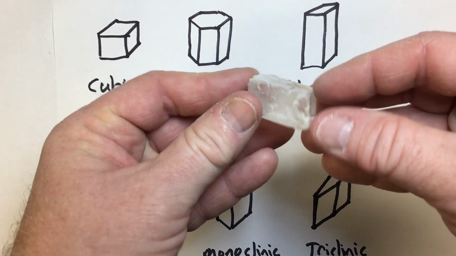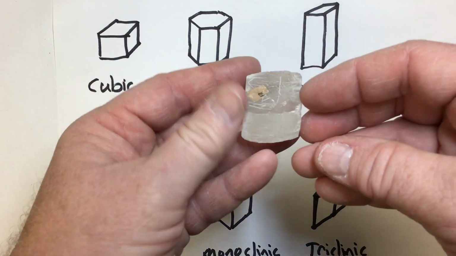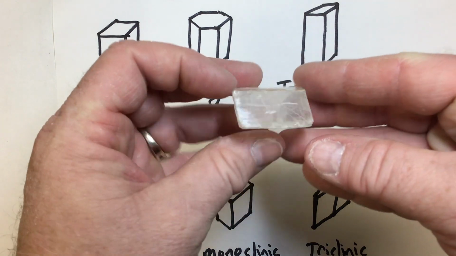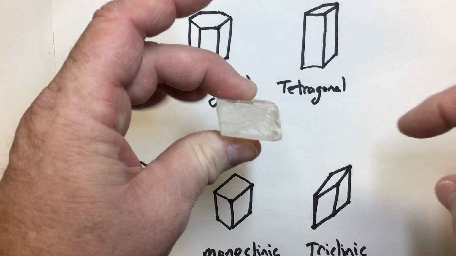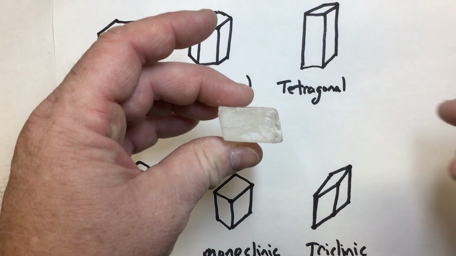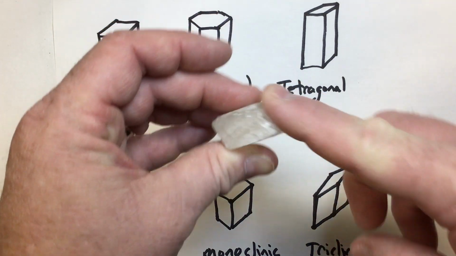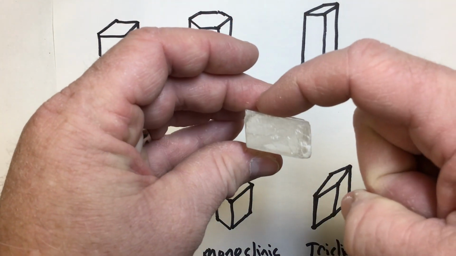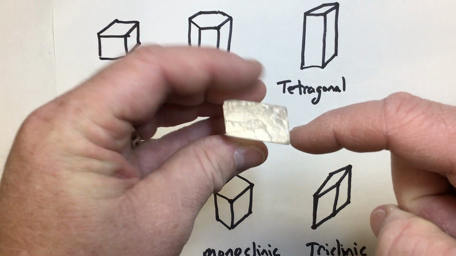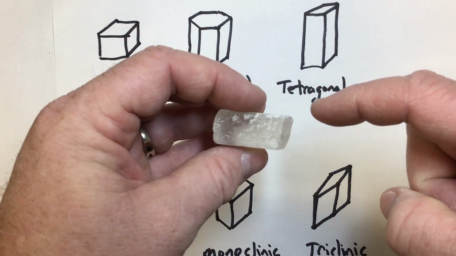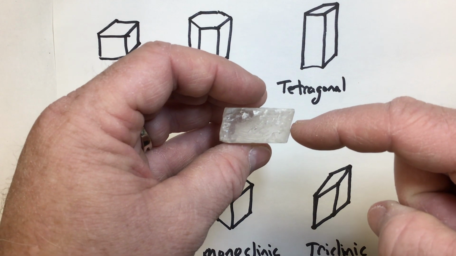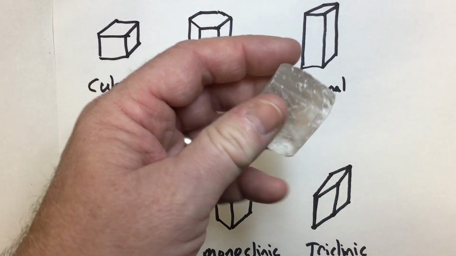Instead of triclinic, you can look at this piece of optical calcite, this Iceland spar, and you can see that it has a rhombohedral shape. It kind of looks like a square that's been pushed over. So while we still have the 6 sides, they are not at right angles to each other. So this is going to be a rhombohedral shape.